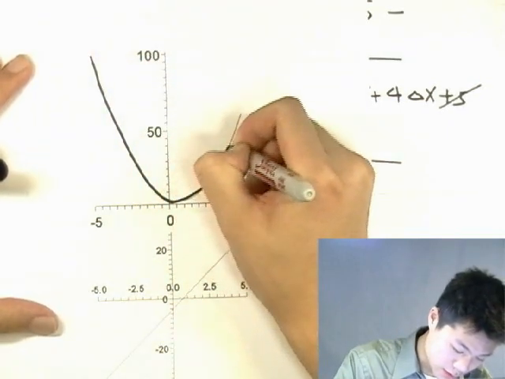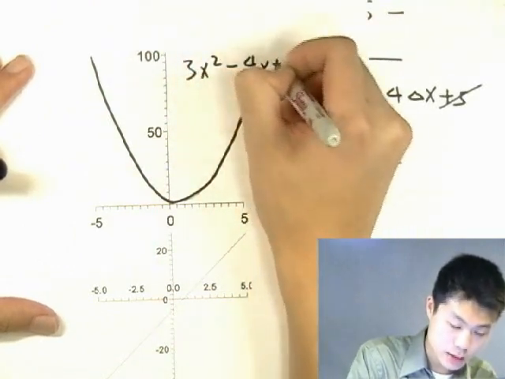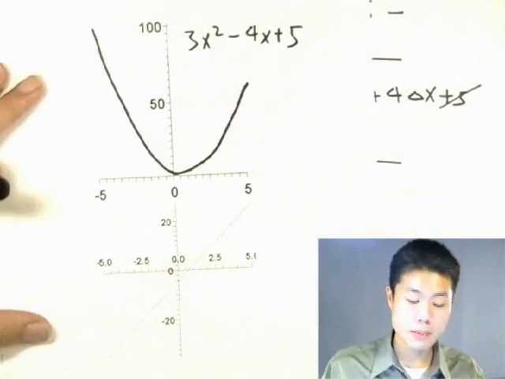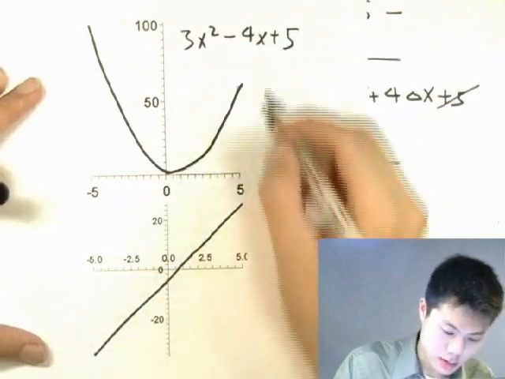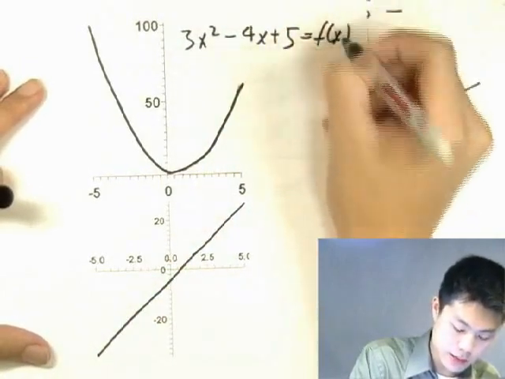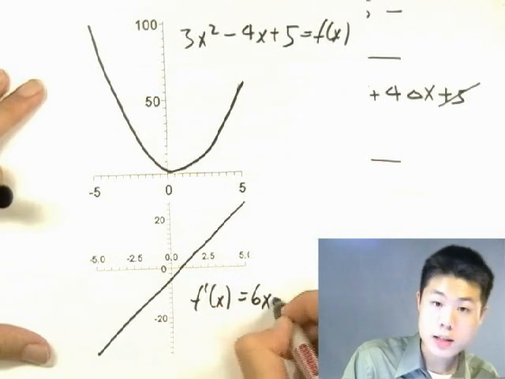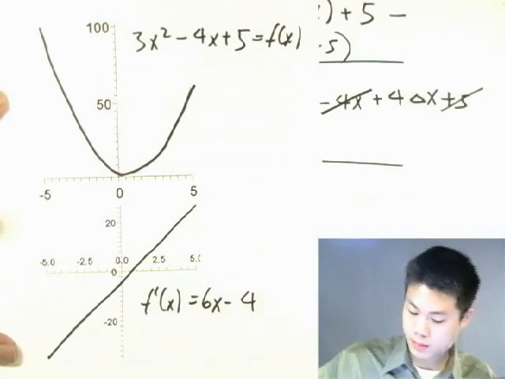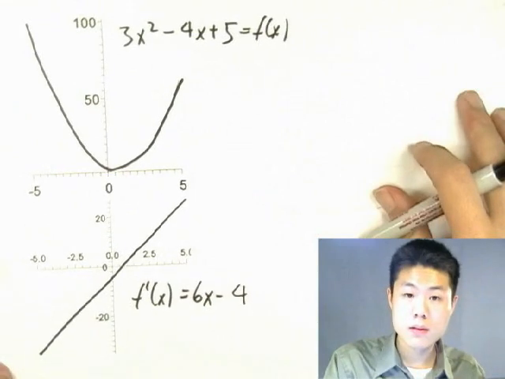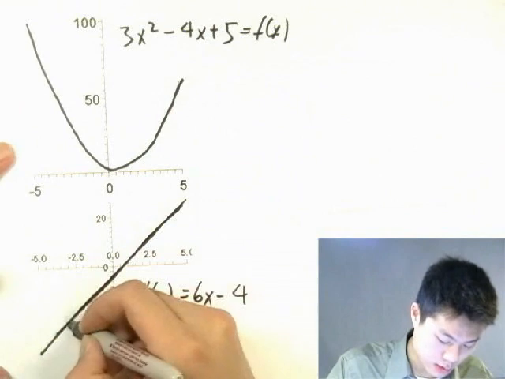So this is the original function, 3x squared minus 4x plus 5. And on the bottom here is its derivative. So this is going to be our f of x, and our f prime of x is equal to 6x minus 4. Now we're going to pause and take a look at what this exactly means.